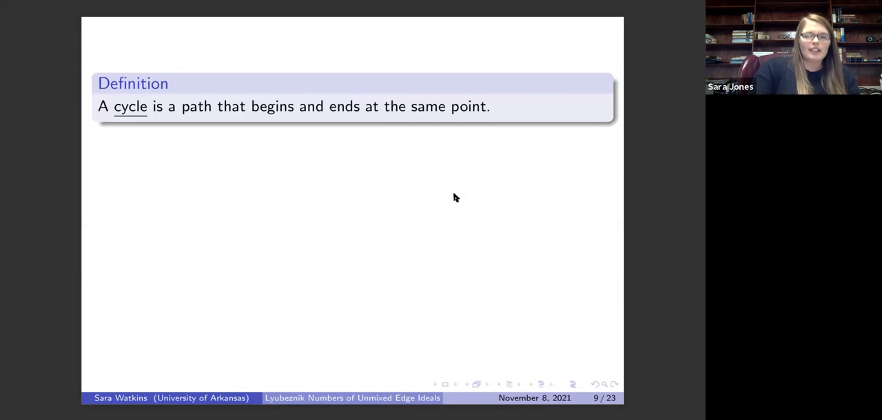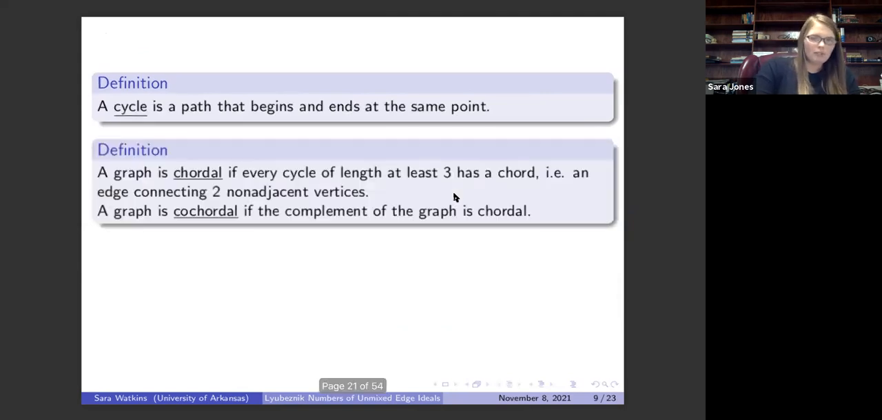Next definition is a cycle. A cycle is a path that begins and ends at the same point. And before we look at an example, we'll define this one as well. A graph is chordal if every cycle of length at least 4 has a chord. And a chord is simply an edge connecting 2 non-adjacent vertices. And then cochordal simply means that the complement of the graph is chordal.